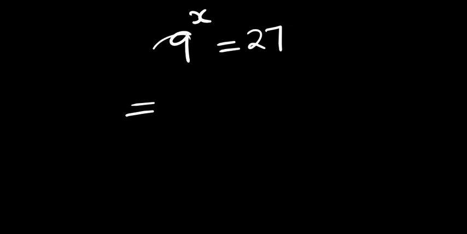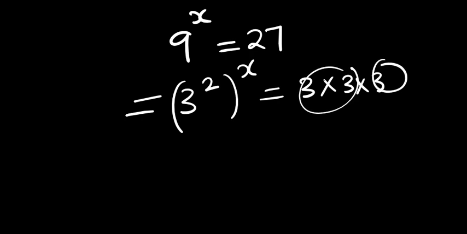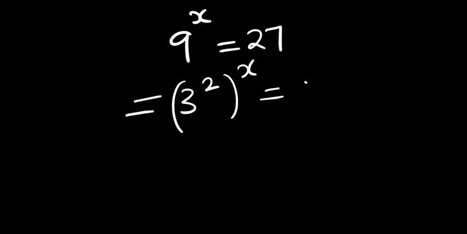So how can you make 9 to be a 3? It is 3 to the power 2, right? 3 squared, it just means 3 times 3, that gives you a 9. Then don't forget you have an x outside. Put it is equal to 27. 27, how can you write it in terms of 3? 27 is just the same as 3 times 3 times 3. Why? Because 3 times 3 is 9, 9 times 3 is 27. So this is just the same as 3 to the power 3.